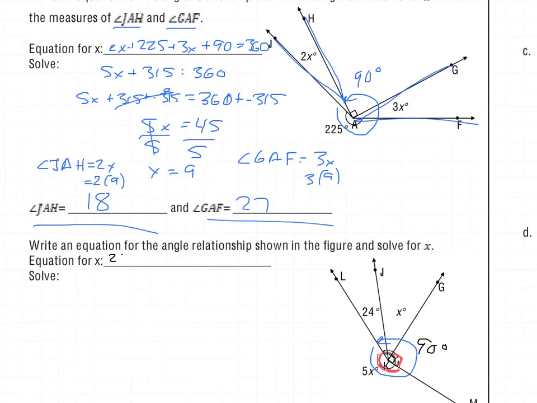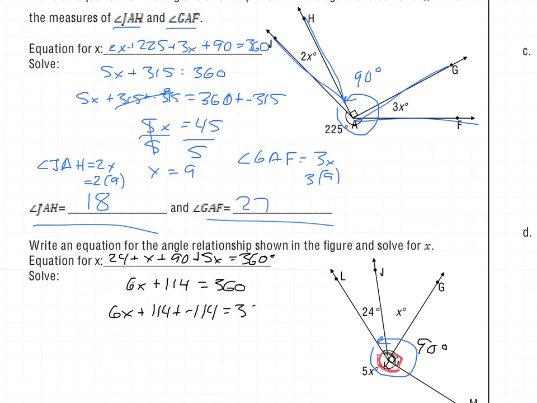I'm going to do 24 plus x plus 90 plus 5x is equal to 360 degrees. Combining my like terms, that's going to give me 6x plus 114 is equal to 360. 6x plus 114 plus negative 114 is equal to 360 plus negative 114.